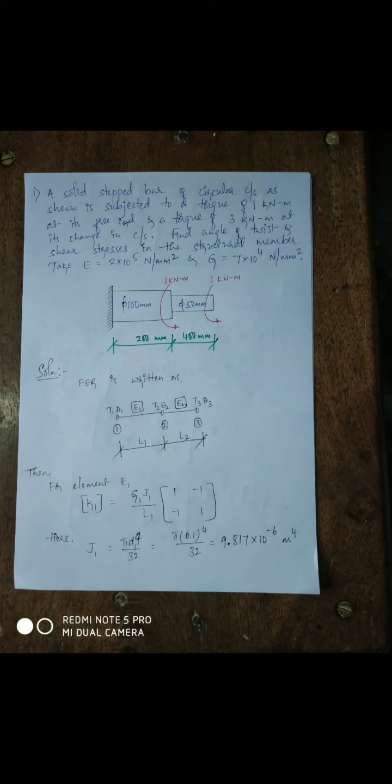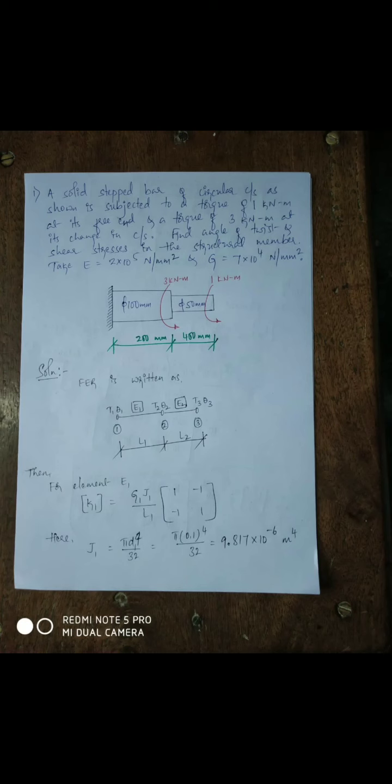You students have to determine the angle of twist or angular displacement, both are one and the same, and the shear stress in the structural member, given G equals 7 into 10 to the power of 4 Newton per mm square and Young's modulus E equals 2 into 10 to the power of 5 Newton per mm square.